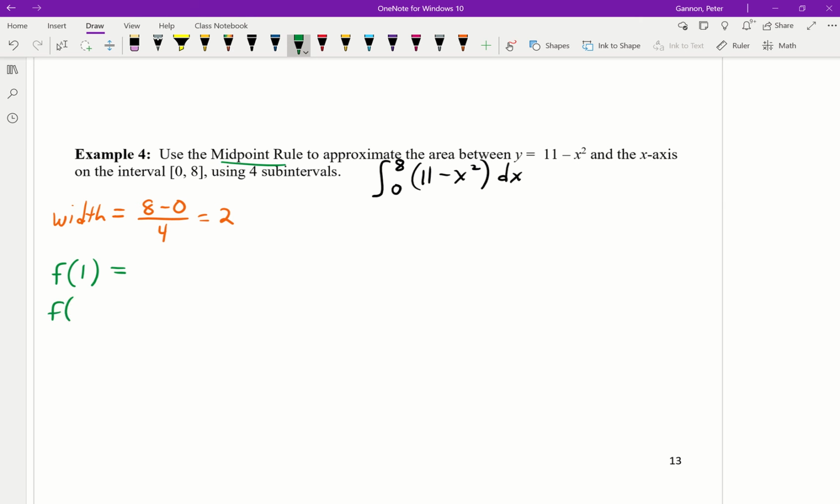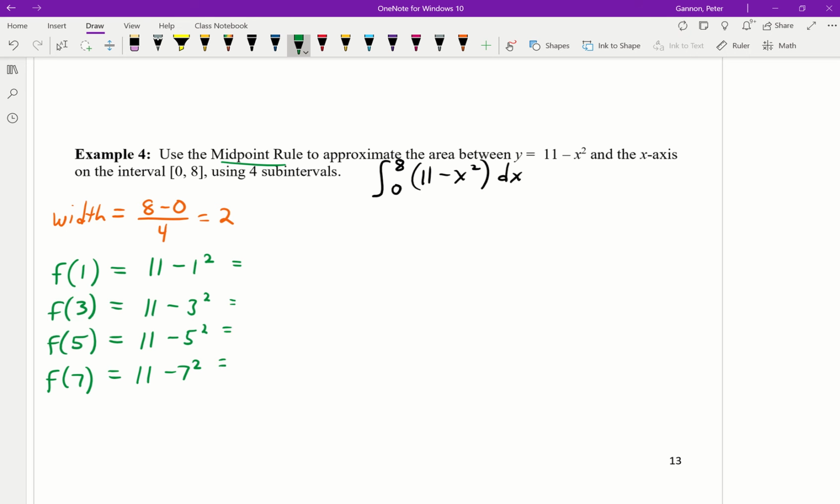My next interval is going to be from 2 to 4. The midpoint is 3. And then we're going to go from 4 to 6. The midpoint is 5. And from 6 to 8, the midpoint is 7. So we're going to evaluate the function at those values. So we've got 11 minus 1 squared. We have 11 minus 3 squared, 11 minus 5 squared, and 11 minus 7 squared.